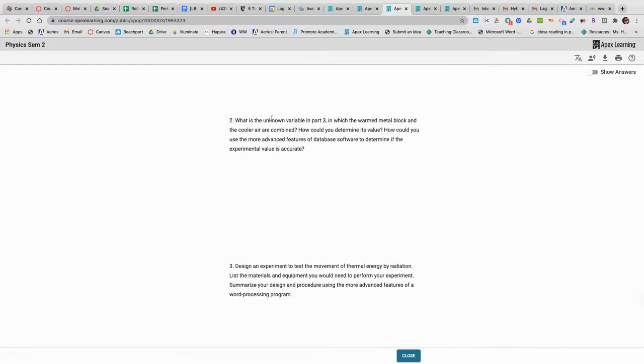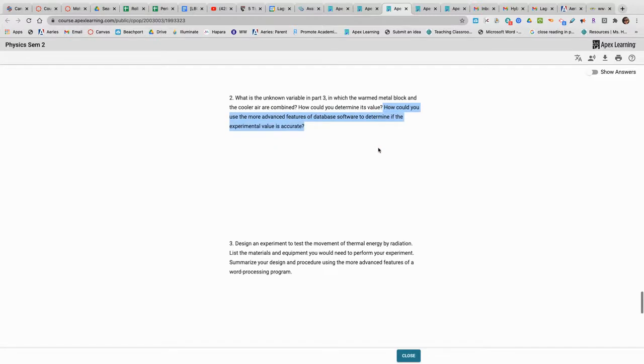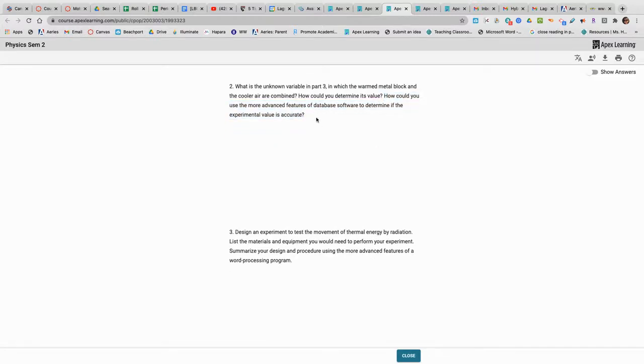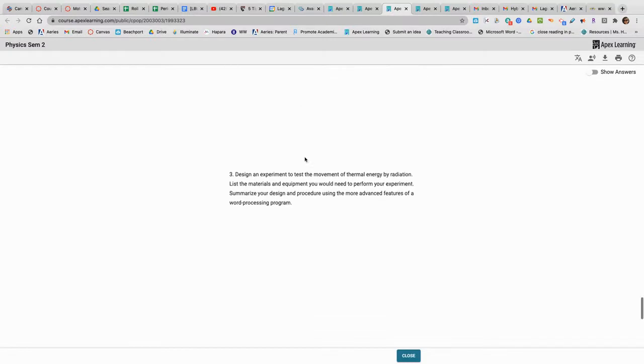What is the unknown variable in part 3? There are multiple questions here, guys. How could you determine its value? How could you use the more advanced features of database software to determine if the experimental value is accurate? So talk about percent error and error analysis there.